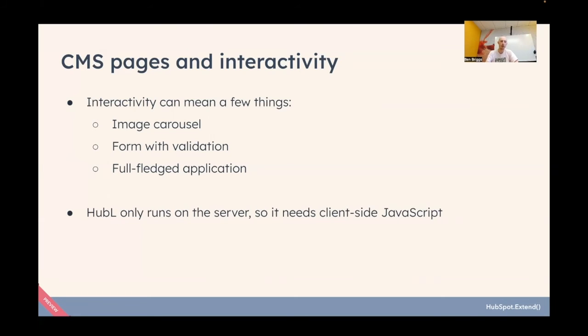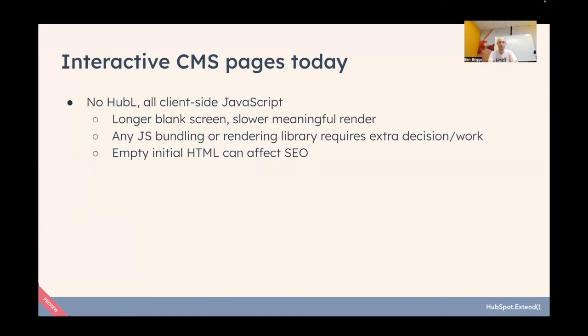Since HubL only runs on the server, we need some sort of other client-side JavaScript to achieve any of these use cases within the CMS. How do we do that today? One approach might be to skip HubL entirely for any sort of content and handle not only interactivity, but all rendering of content with client-side JavaScript. The big downside of this approach is that you're going to have a lot that the browser needs to do before you render any content to your users. And doing it all on the client side means that you're going to have poor performance and a not as great user experience.